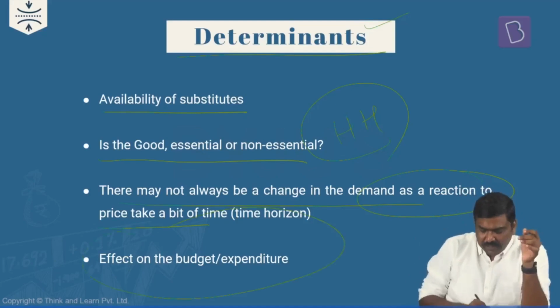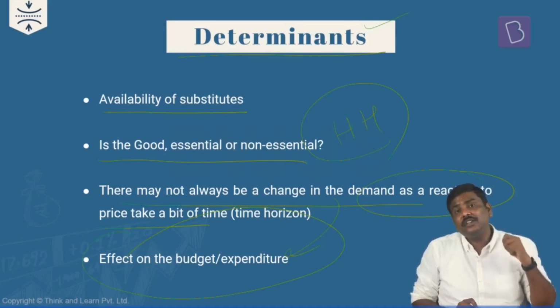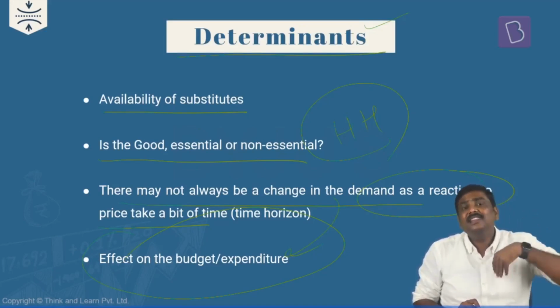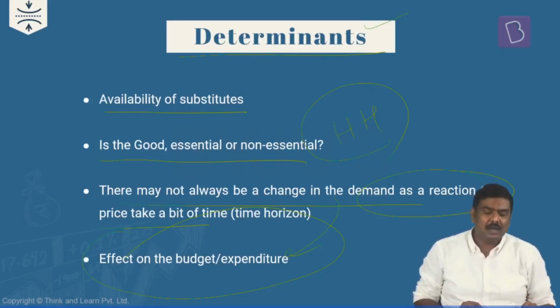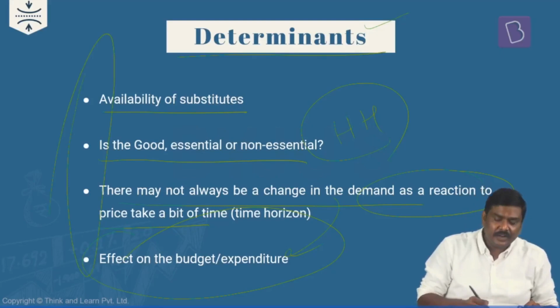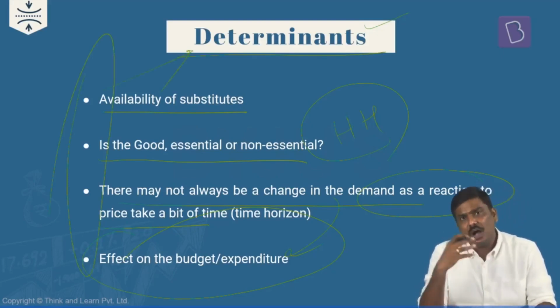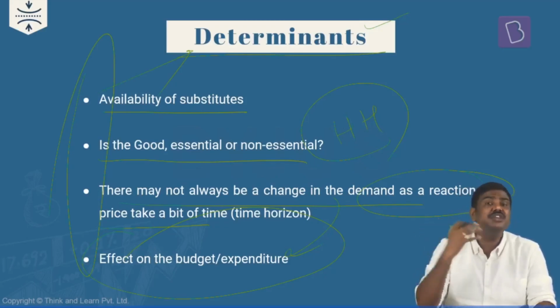And finally, connected to the third point, only when there is a higher impact or effect on the budget, that is, within the limited availability of resources the same consumption cannot be continued, only and only then is there a change or a pattern change in terms of demand in the market. So these are some of the other factors which will determine to what extent, how soon, how slowly, or how quickly the demand patterns or consumption patterns will change in the market.